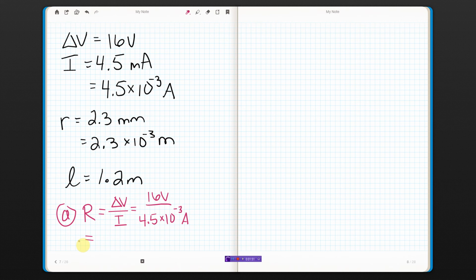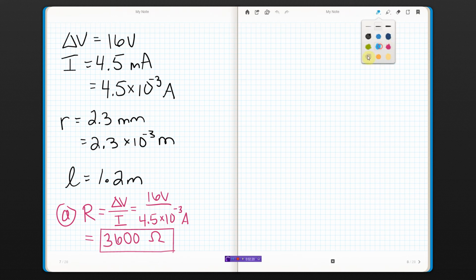16 divided by 4.5. So I got 3,555.55555, it just goes on forever. I only had 2 sig figs here, so I'm personally going to round to 2 sig figs, which would be 3,600 ohms. Remember, as long as you don't go crazy with the sig figs, we're okay with them.